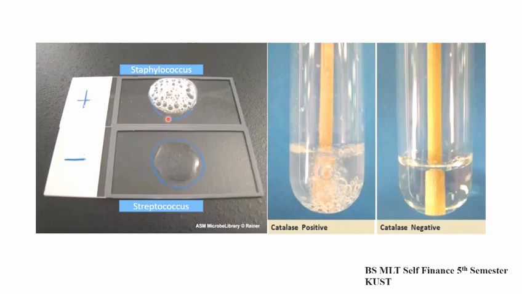Actually, this test is the confirmation of our differentiation of Staphylococcus or Streptococcus. It simply shows us whether the species is Staphylococcus or Streptococcus. We can see this is catalase positive. Catalase positive shows that Staphylococcus is present here. If negative appears, it is Streptococcus. We can see in a glass tube catalase positive and catalase negative. If there is no bubble appearance, it means that catalase is negative. If bubbles appear, it means that catalase is positive.